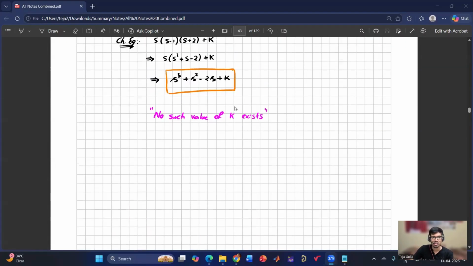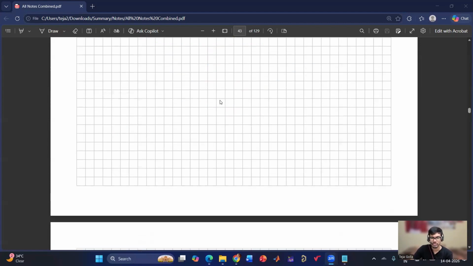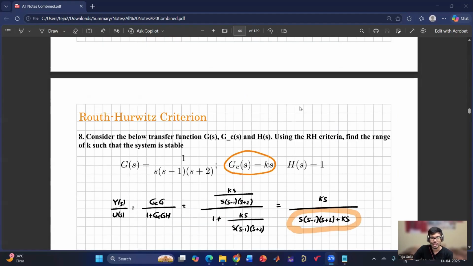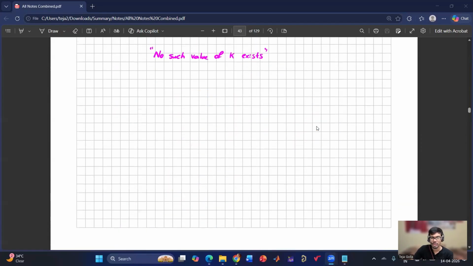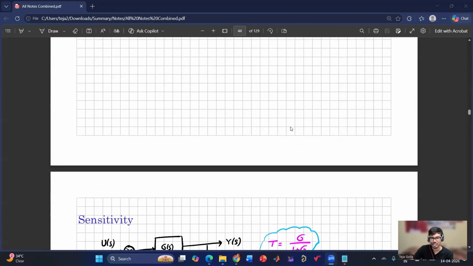Sometimes no such value of k exists. It means here it is not satisfying the necessary condition, so it is always having a pole on the RHP side. So for no value of k, it is still unstable. So we can't stabilize with any k. And here we have introduced ks. In this problem, it was k, and we will not be able to stabilize it. Now we have taken a case and it could stabilize for k greater than 2.